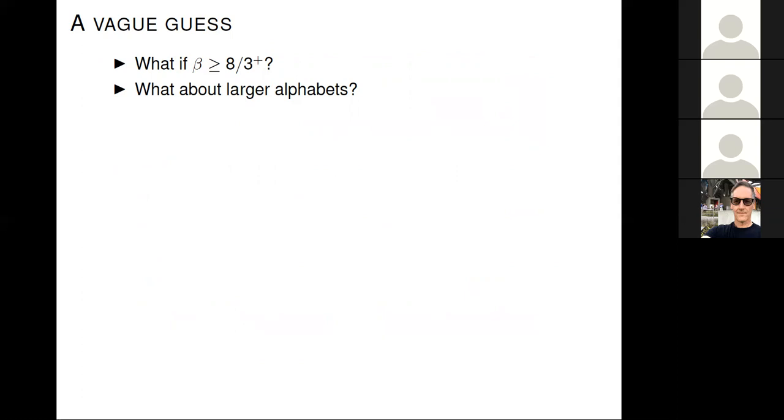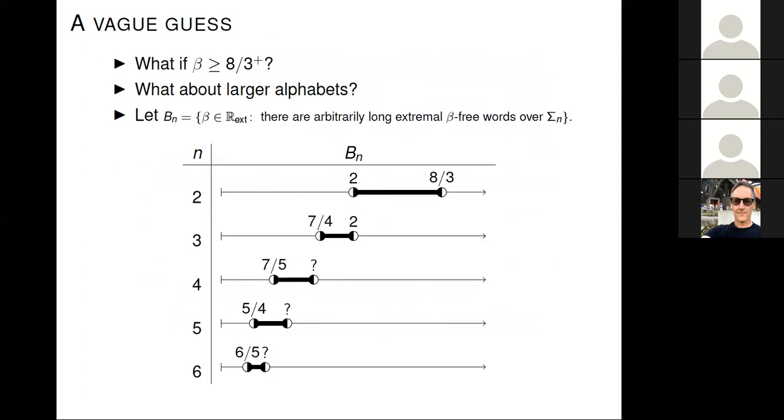And what about larger alphabets? Here's a vague guess, and I think there's room for lots of future work here. I'll let Bn be the set of beta in the extended real numbers so that there are arbitrarily long extremal beta-free words over n letters. We just saw for the binary alphabet that at least this interval is included in Bn. By this half open circle, I mean 2 is not included, but 2 plus is. And likewise, 8/3 is included, but 8/3 plus is not.